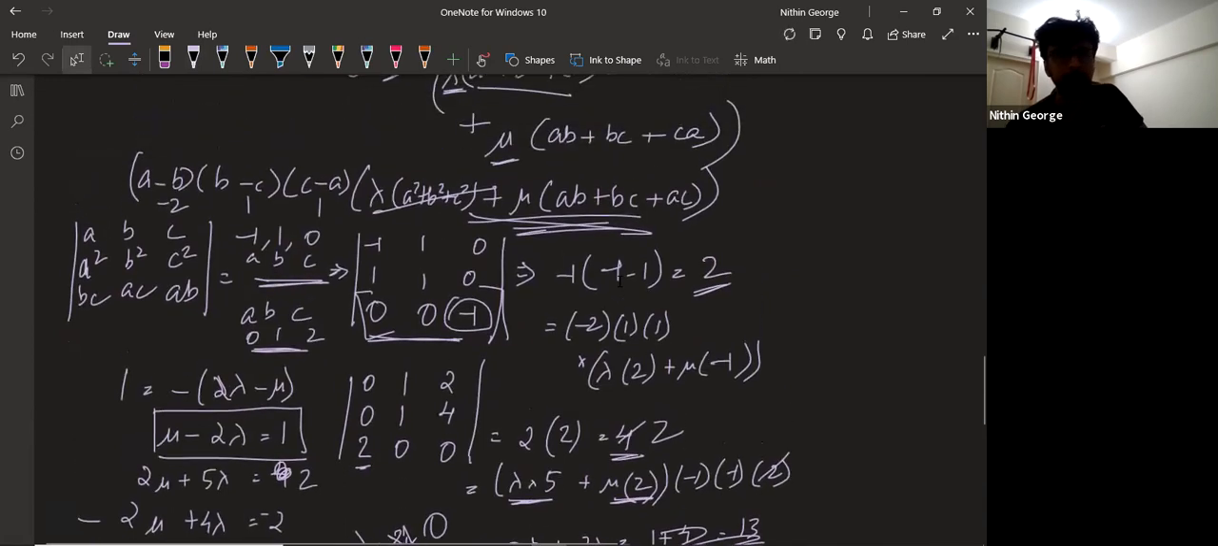Just put mu equal to 1 here. You get AB plus BC plus AC into A minus B into B minus C into C minus A. You're right now. Okay, this is what you get. Thank you so much.